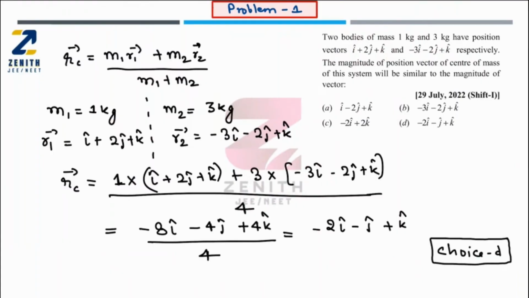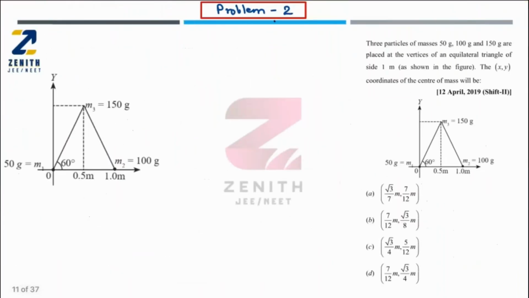Very simple question. You have used the simple expression for the center of mass and you have kept the value of mass and the position vector. You got the answer. This is the first type of problem. The second type of problem I am going to discuss.